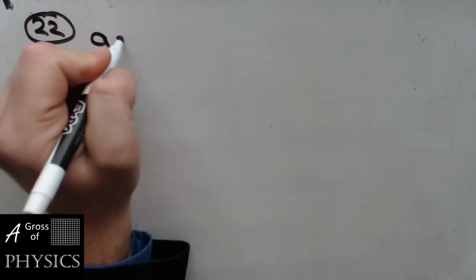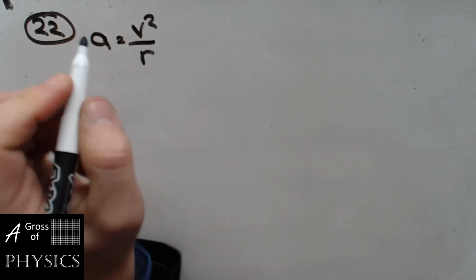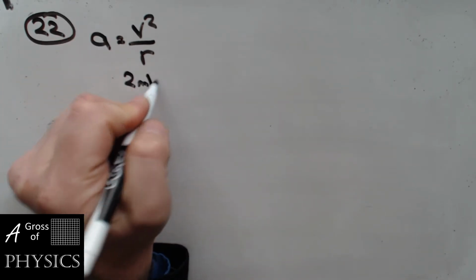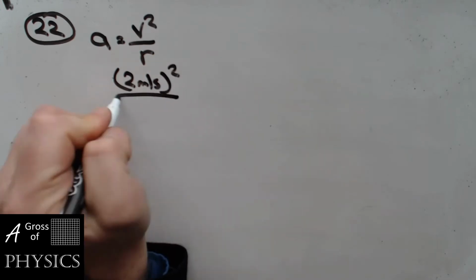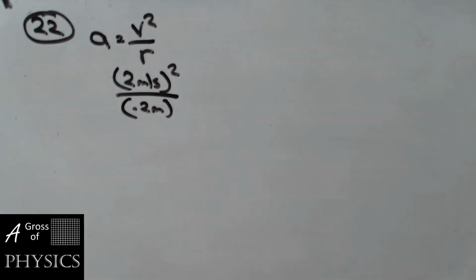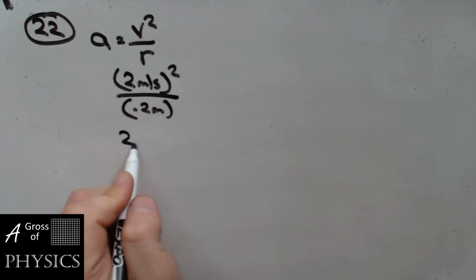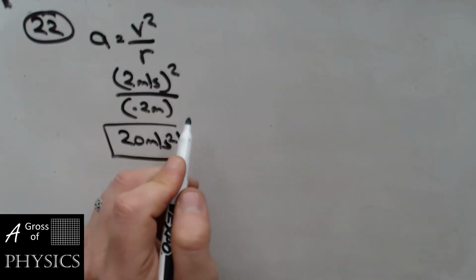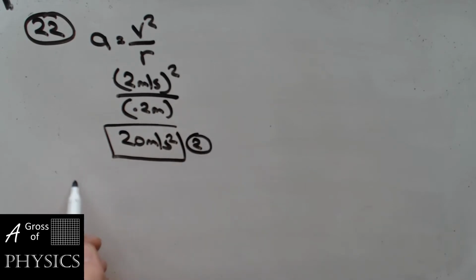22. We have a mass traveling in a circle. What's the centripetal acceleration? So the equation is v squared over r. All right, we know it's 2 meters per second. The radius is 0.2. So 2 squared over 0.2. 2 squared divided by 0.2 is 20. Choice 2.